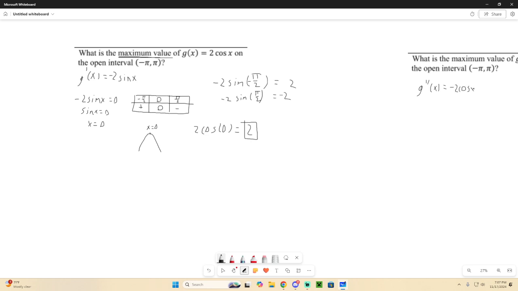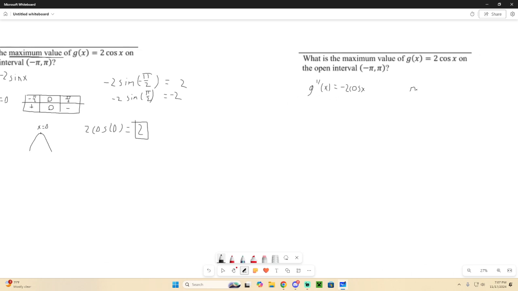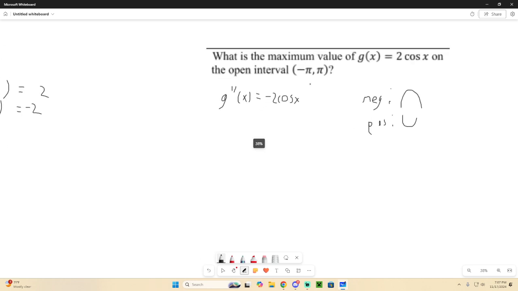Now let's remember what the second derivative means. If we plug in a value and the second derivative is negative, that means the function is concave down. If we get a positive number, the function is concave up. So if we plug in our critical point and get a negative number, that is going to be a local maximum, because our point is going to be right here. If we get a positive number, that is going to be a local minimum, because our point is going to be right here.